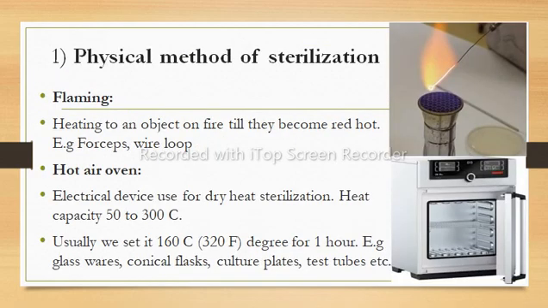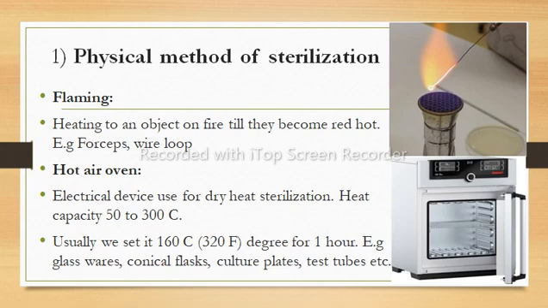Then we have flaming. Flaming is the simplest method for dry heat sterilization, in which materials are kept at the hot part of a Bunsen burner flame for a few seconds until they become red hot. For example, forceps, wire loops, etc. Then we have the hot air oven. It consists of a metallic chamber of aluminium and stainless steel, which is electrically heated and thermostatically controlled.